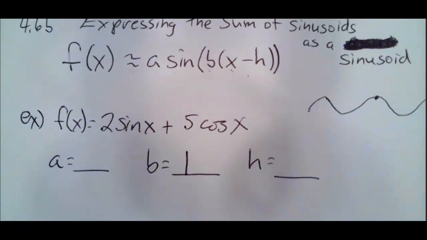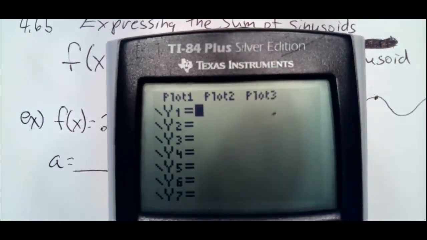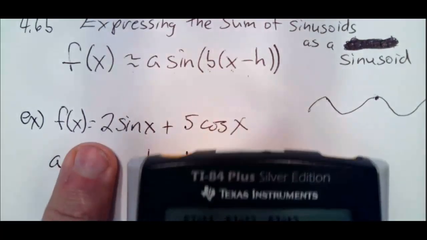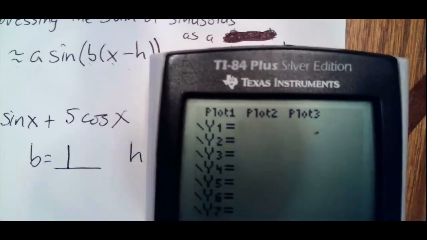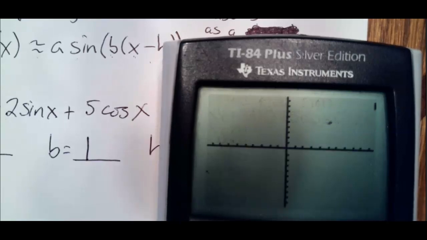Okay, so everybody get your calculators. Please go to y equals. Then I want you to take your equation and put it into your calculator. So we have 2 sine x. Now notice there's a parenthesis here, so when you put in x, make sure you close it because this 5 cosine x is separate from it. So plus 5 cosine x. Now let's hit graph. Here we have the combination of 2 sine x plus 5 cosine x.